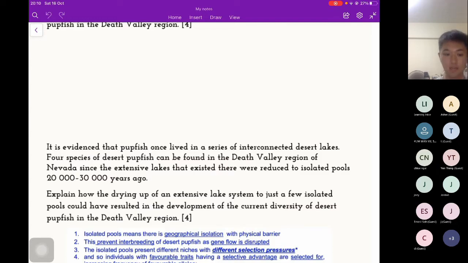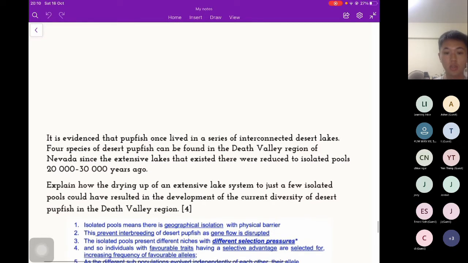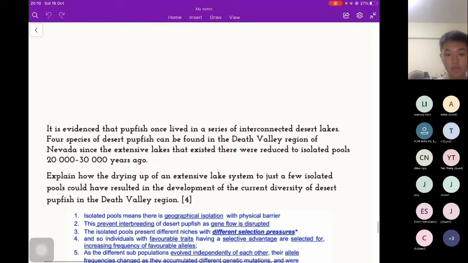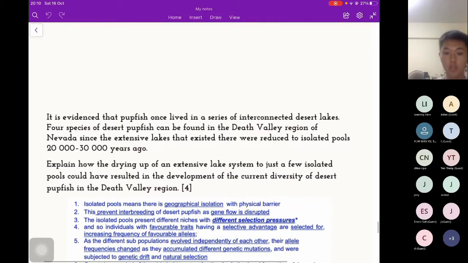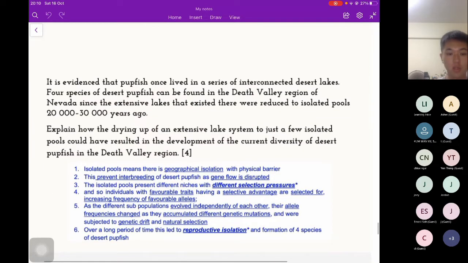Then, of course, we talk about the change in allele frequency, so increasing frequency of favorable alleles. Different subpopulations evolve independently of each other. Their allele frequencies change, they accumulate different genetic mutations, and are subjected to genetic drift and natural selection over a long period of time, over hundreds and thousands of generations. This led to reproductive isolation and the formation of 4 different species.